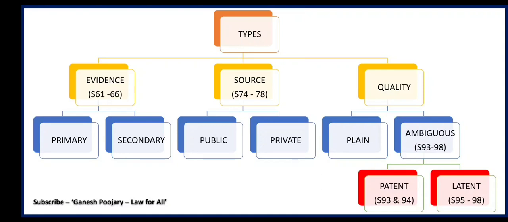Coming to the second part, document from which source it is coming from. Here again we have to divide this into two categories. We have already studied these 5 sections, that is Section 74 to 78 of chapter 5, which divides the source of documents into two major types, that is public documents and private documents. That is as far as the source of documents is concerned.